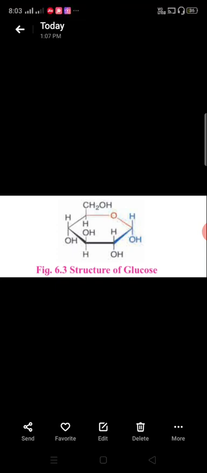Now we will see disaccharides. Di means 2, containing 2 sugar molecules, so they are called disaccharides. 2 monosaccharides come together and form a disaccharide.